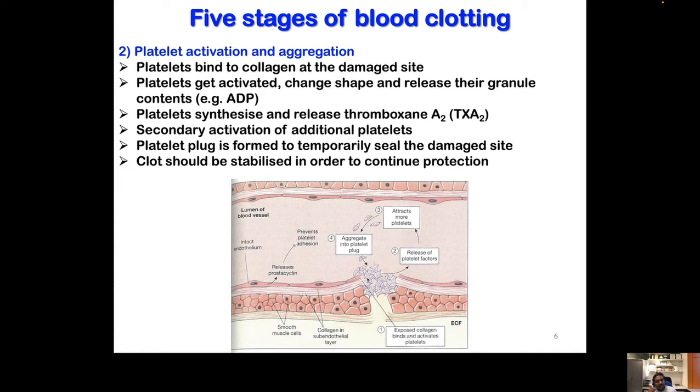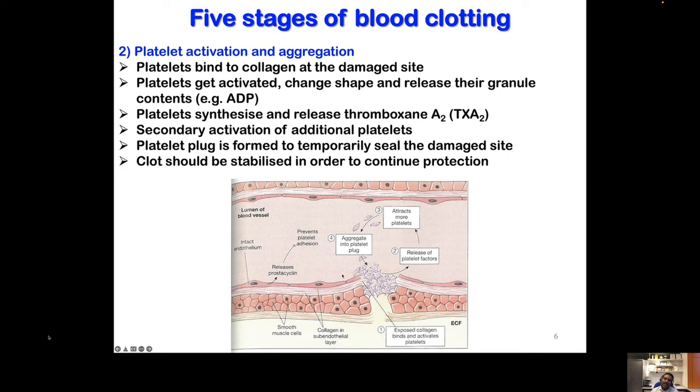Alpha granules contain lots of different protein molecules. Dense granules contain lots of non-protein molecules. For example, alpha granules contain proteins like fibronectin, fibrinogen, von Willebrand factor, and P-selectin, and these are important for blood clotting. Dense granules contain non-proteinous molecules, for example, ADP, ATP, and serotonin.